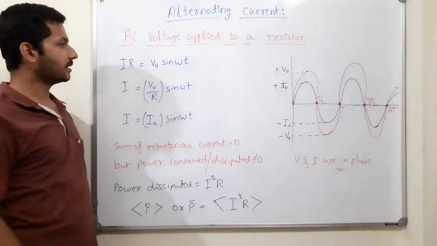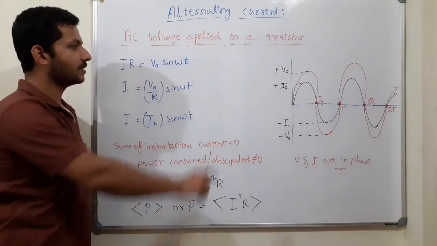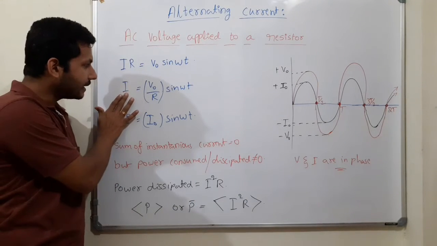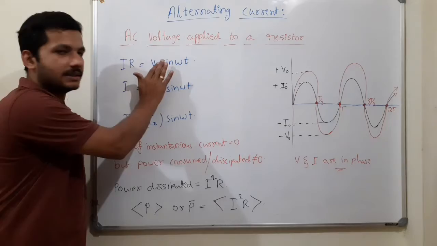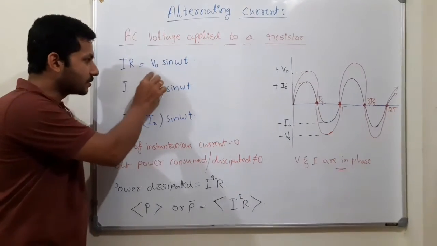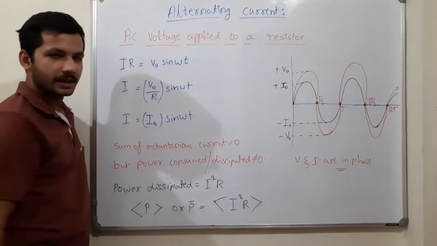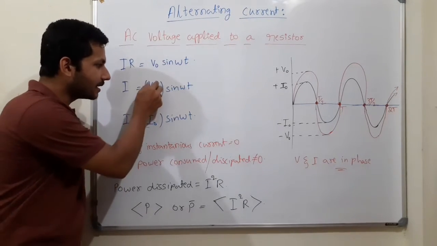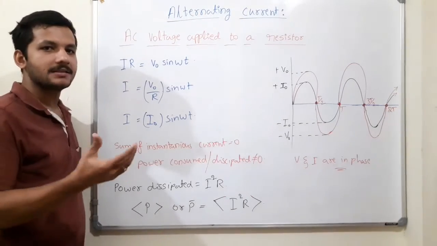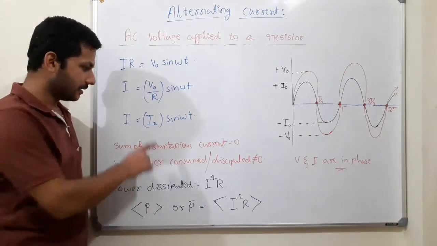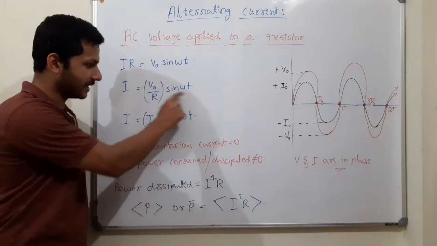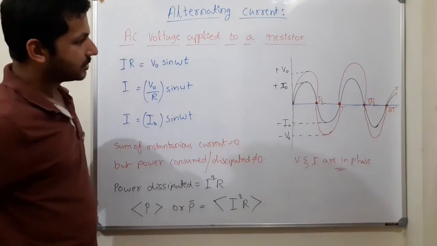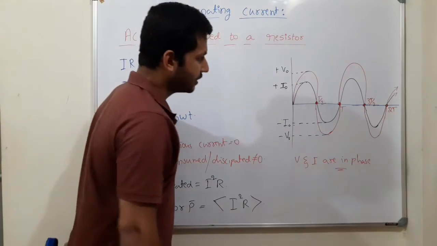We have the equation here, IR is equal to V naught into sine omega t, right? Now, suppose you transfer R to the other side, it goes to the denominator, so I is equal to V naught by R into sine omega t. What is V naught by R? V naught by R is nothing but I naught, that is the peak current. So you will enter here I naught into sine omega t. And also we will draw the graph which is required for this.